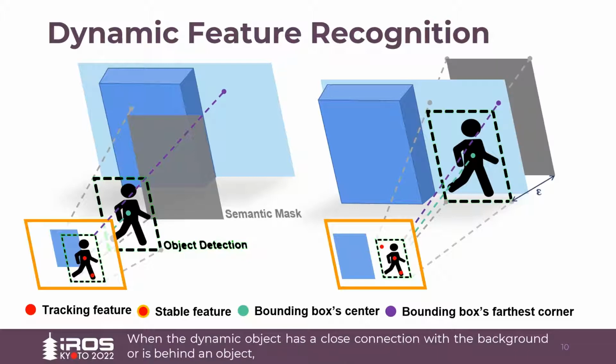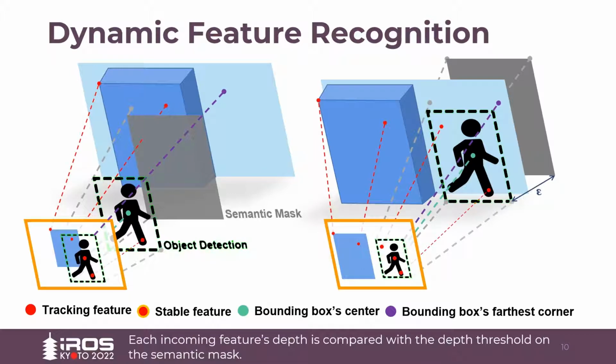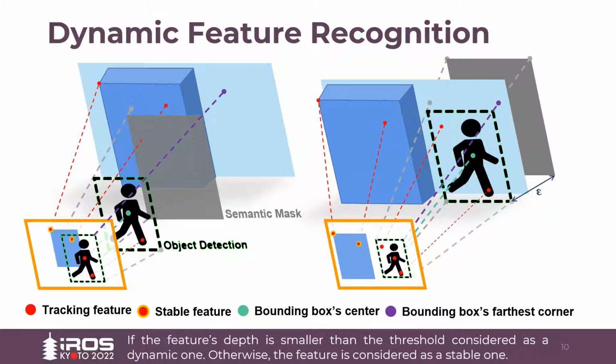When the dynamic objects have a close connection to the background or are behind an object, the depth threshold is defined at a distance from the dynamic objects. The semantic mask is set with a weighted depth threshold. Each incoming feature's depth is compared with the depth threshold on the semantic mask. If the feature's depth is smaller than the threshold, it is considered a dynamic one. Otherwise, the feature is considered a stable one.